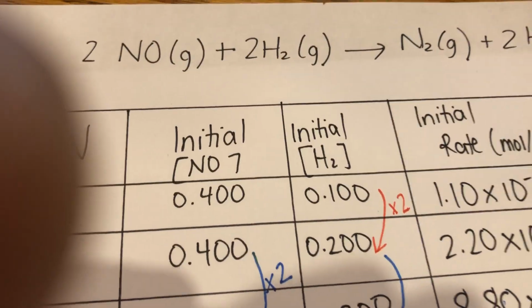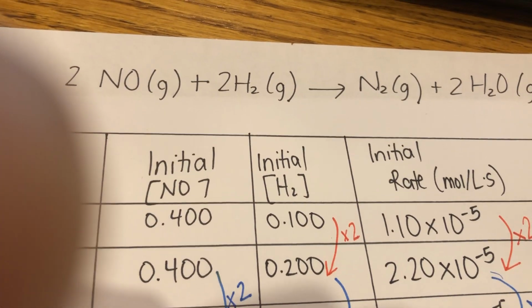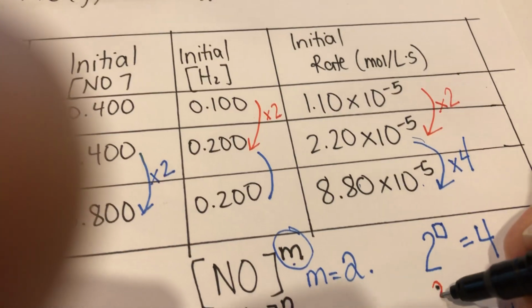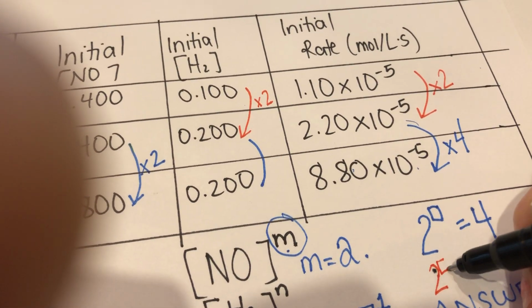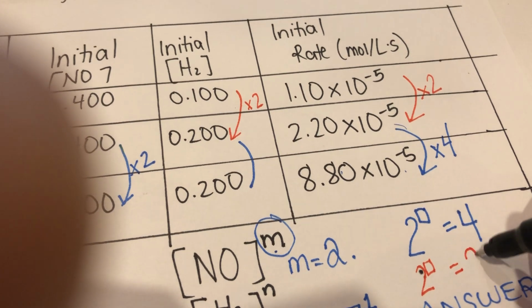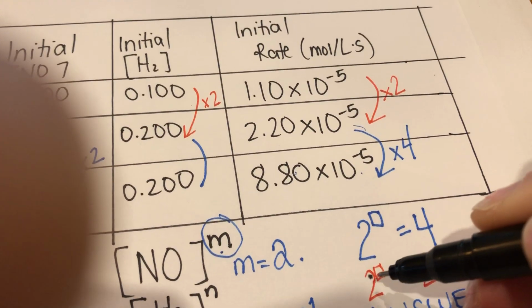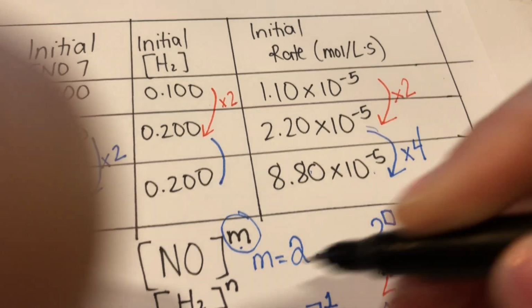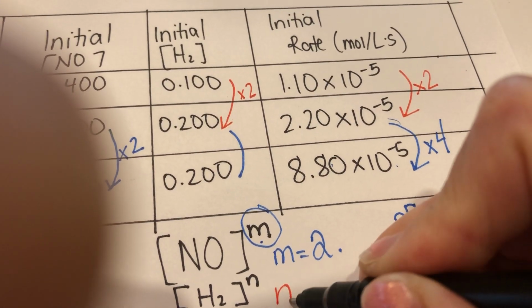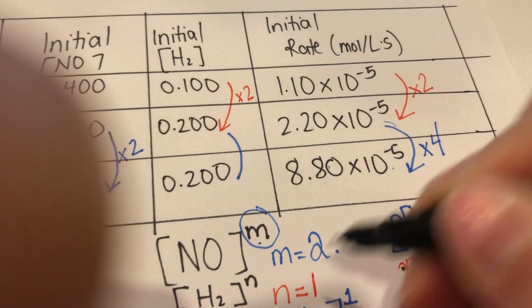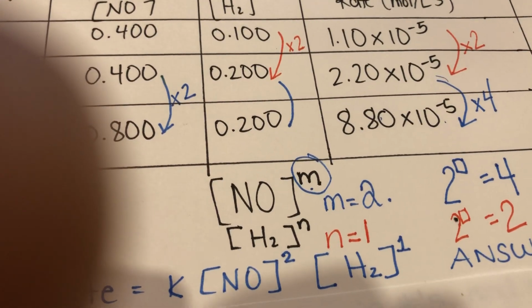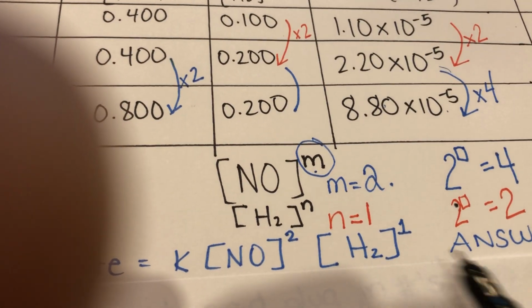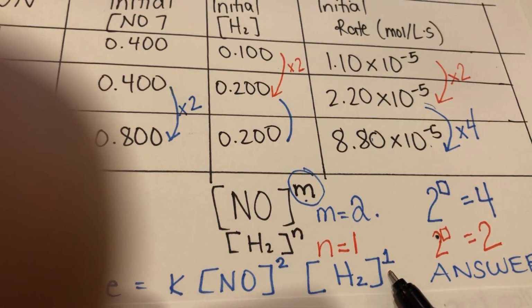So we just figured out that it's going 2 to the exponent something is equal to 2. So hopefully you realize that 2 to the exponent of 1 is equal to 2. So therefore, n is 1. And I wrote that here in the rate law. The answer is H2 is raised to the exponent of 1.